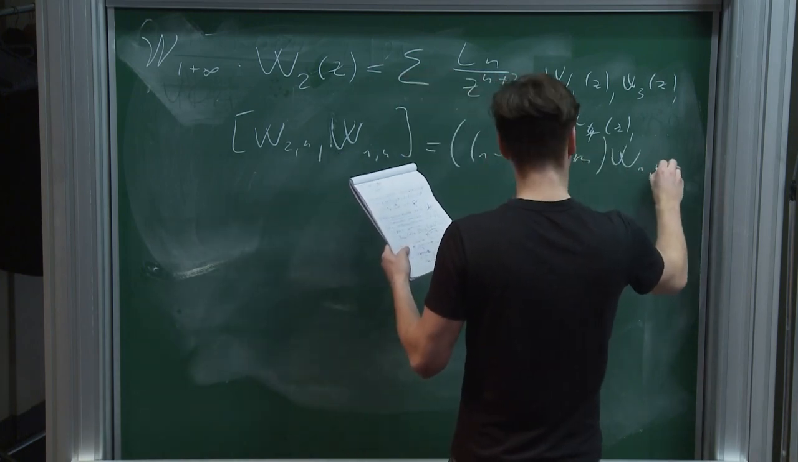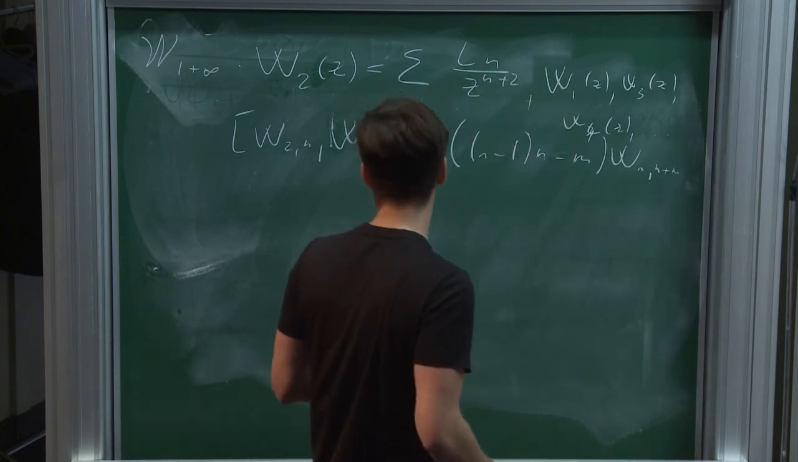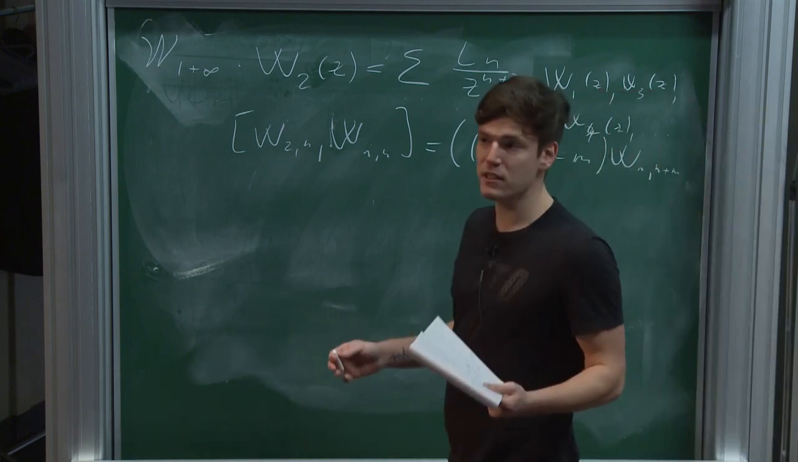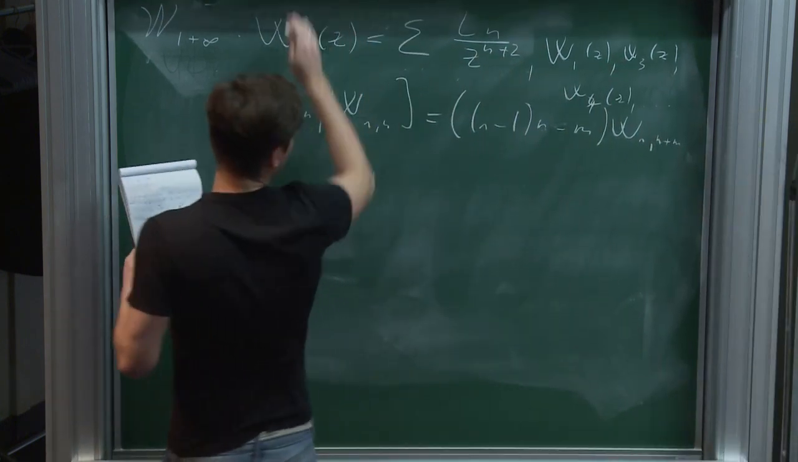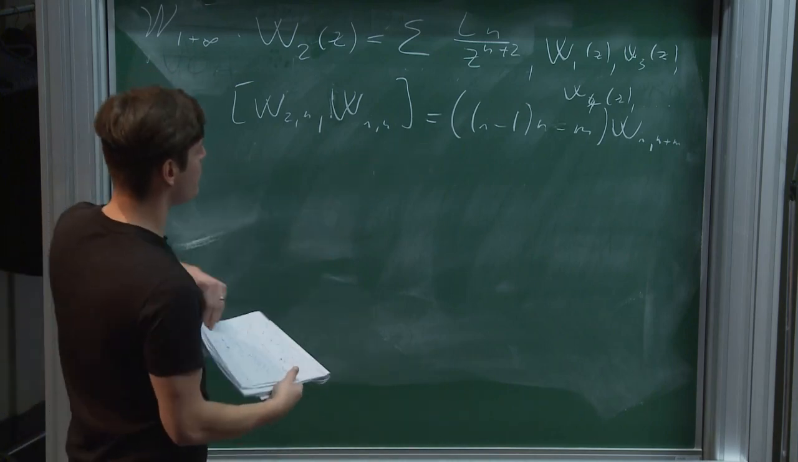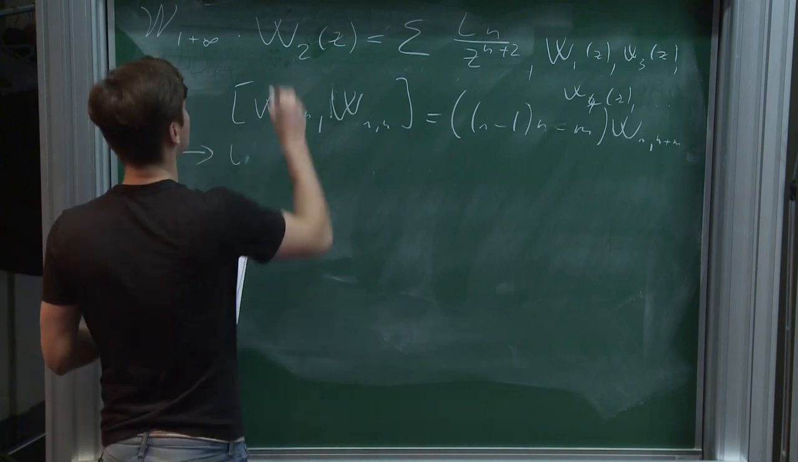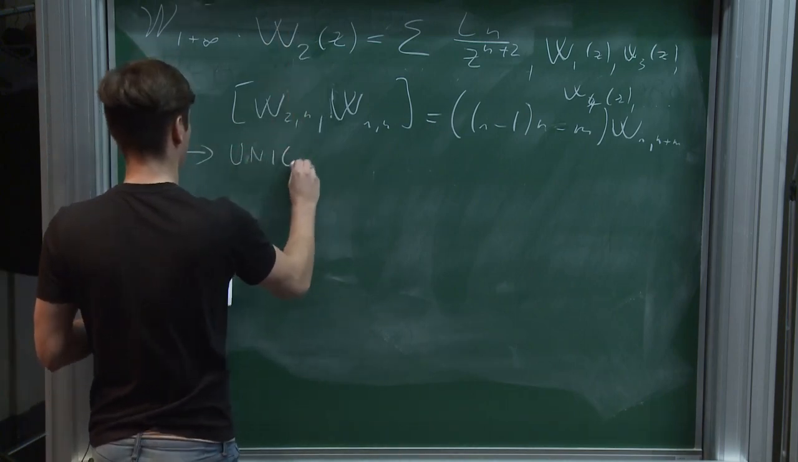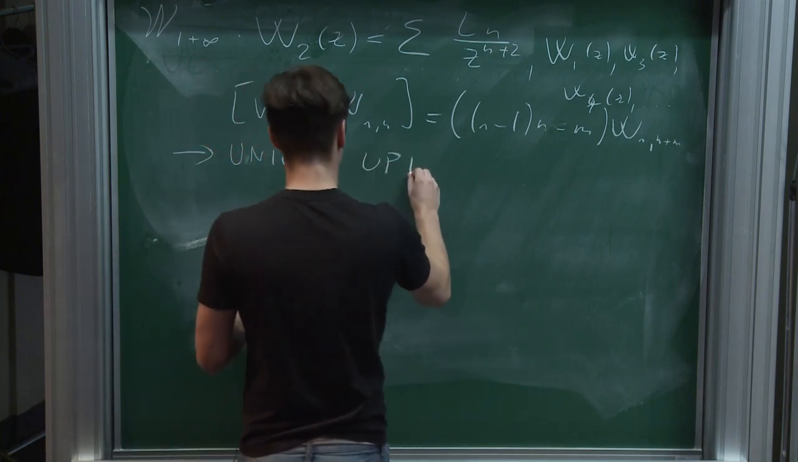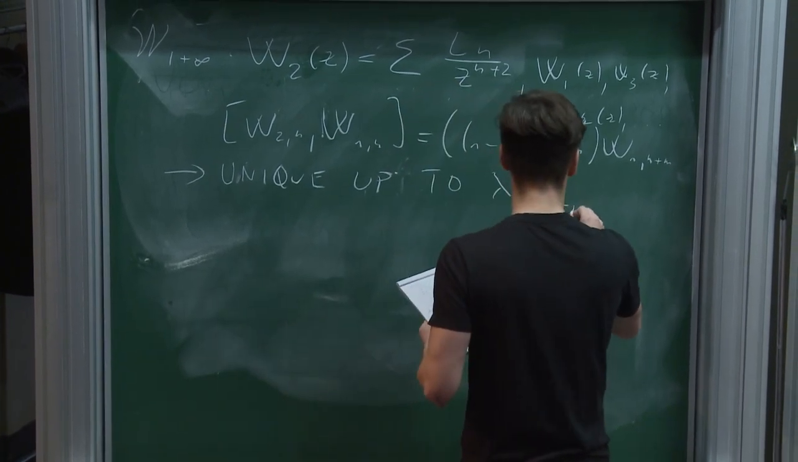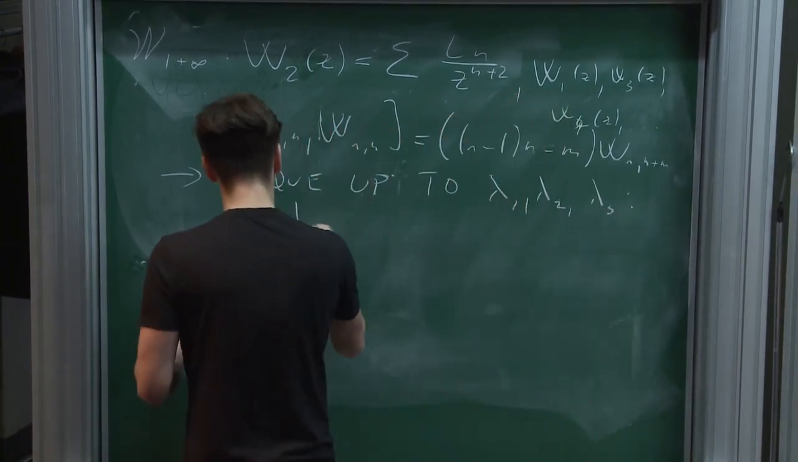So I can now ask a question, something that Gaberdiel and Gopakumar asked some time ago. What are the possible vertex operator algebras containing such fields? And it turns out the Jacobi identities fix all the OPEs, basically everything up to two parameters. So the algebra is unique up to the parameters lambda 1, lambda 2, lambda 3, subject to the following constraint.